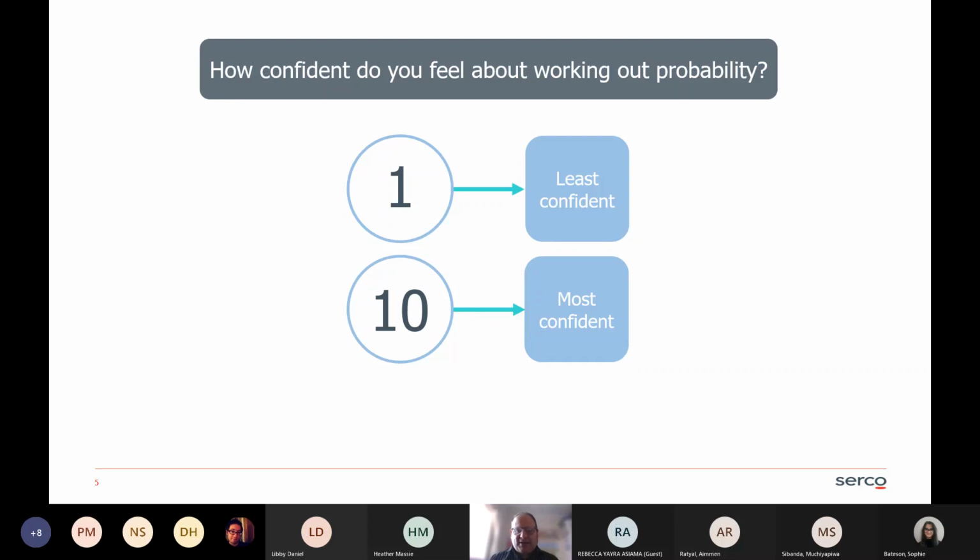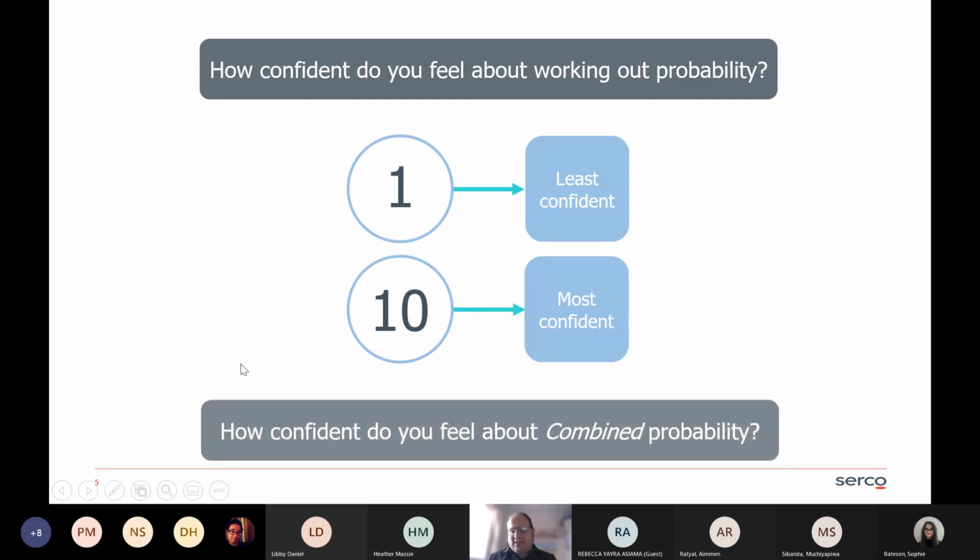Some scores coming in. Some lower scores, which is not uncommon. It is, I think, probably up there with the hardest topic in functional skills maths, certainly one of them. But that's what I'm here for, to try and break it down for you. So that's probability, some low scores. I'm guessing I'll get similar answers there.